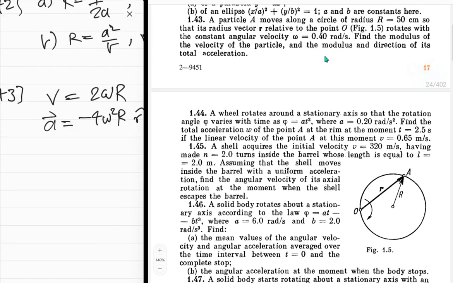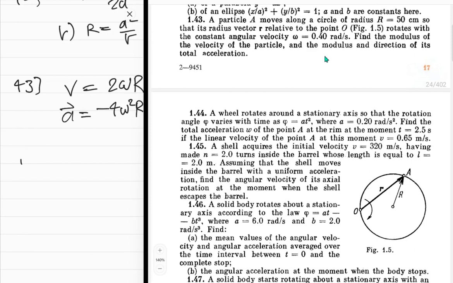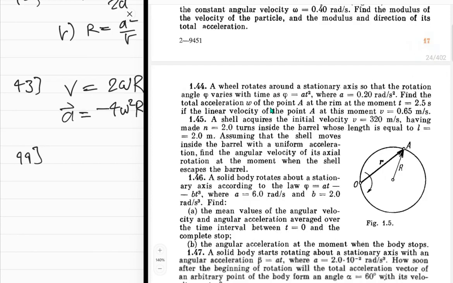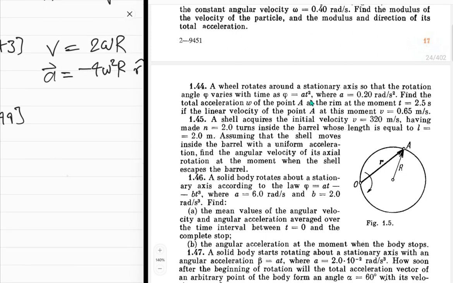Okay. Let's go to 44. A wheel rotates about a stationary axis so that the rotation angle phi varies with time as phi is equal to a t squared. Stationary axis. Oh, okay, fine. So the wheel is something like that. It just rotates about this axis, right? So maybe this is the angle that's making phi. Phi varies with time as a t squared, where, whatever, we don't care what a is.